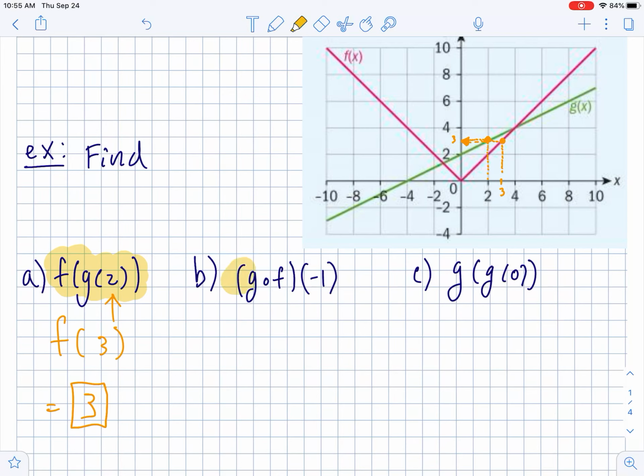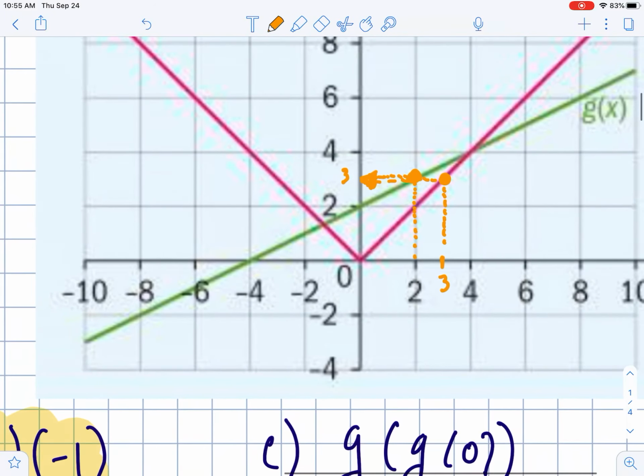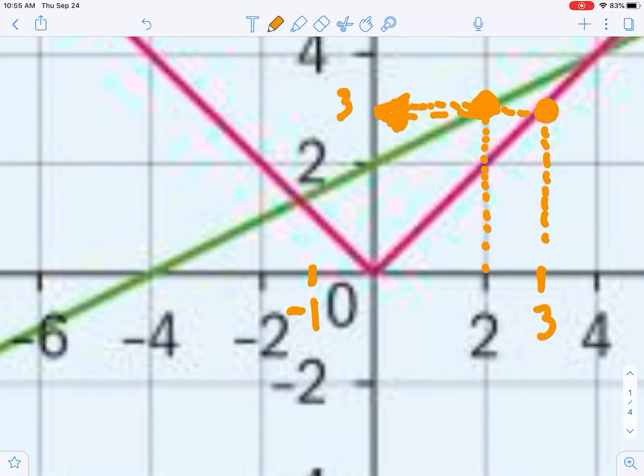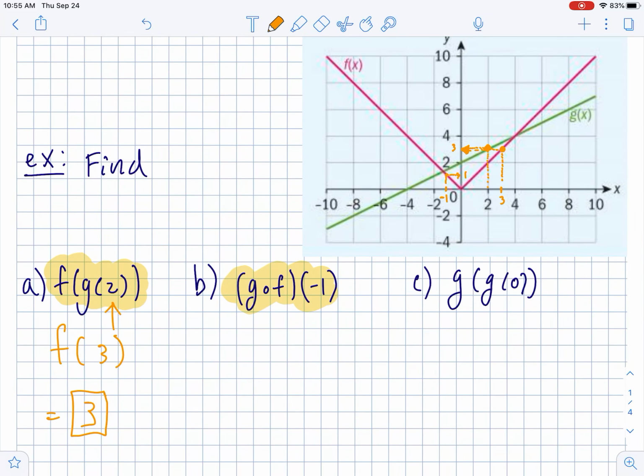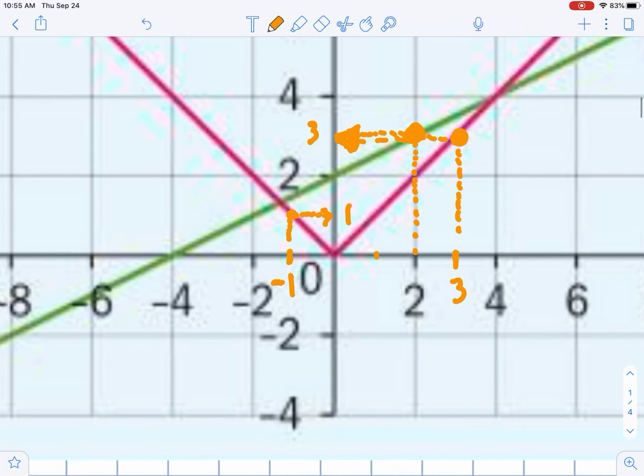The next one, right here, g of f of negative 1, means I need to put negative 1 into the f function. So, negative 1, why did they make this graph so small? I don't understand, but negative 1 is right here. And if you trace it up to the f, we're doing f, right? Yeah, f of negative 1. That means it's an output of positive 1. So what we're really trying to find is g of positive 1. Zoom in here to positive 1 and go up.